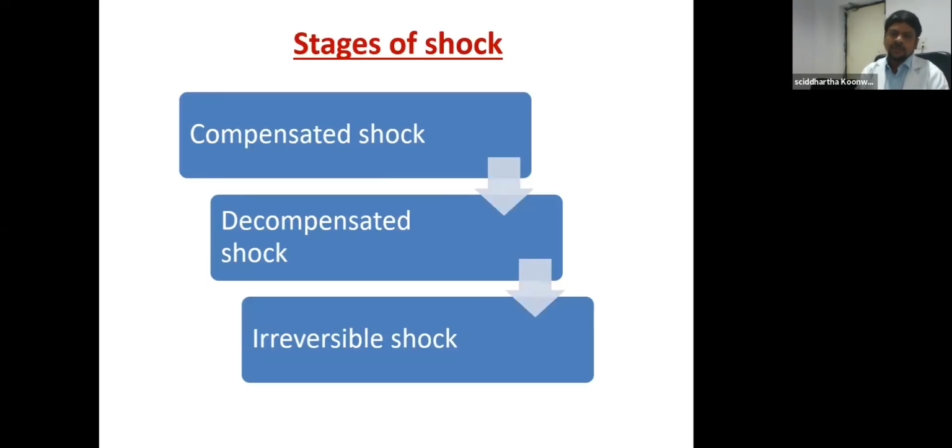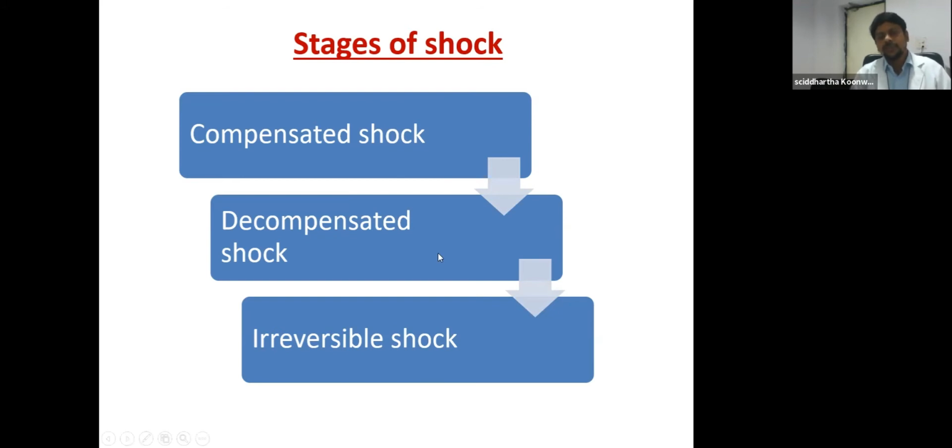Now, in all types of shock, the shock progresses through three stages: compensated stage of shock, decompensated stage, and irreversible shock. In compensated shock, the blood pressure remains normal as the compensatory mechanisms such as increase in heart rate and redistribution of blood are able to deliver adequate oxygen, and fluid and metabolic demands are met in the compensated phase.